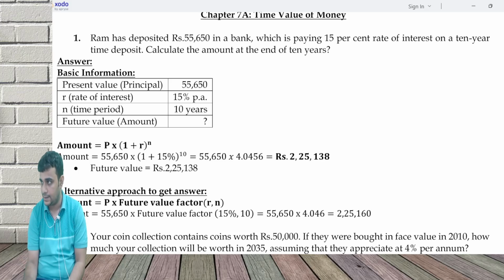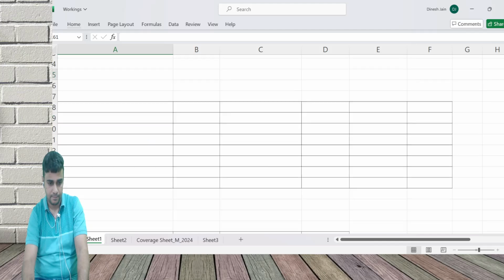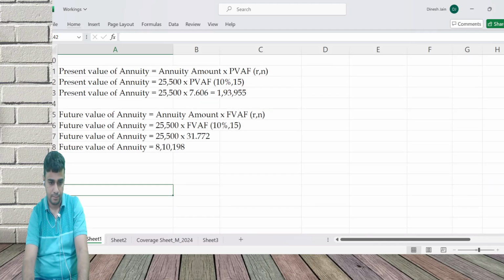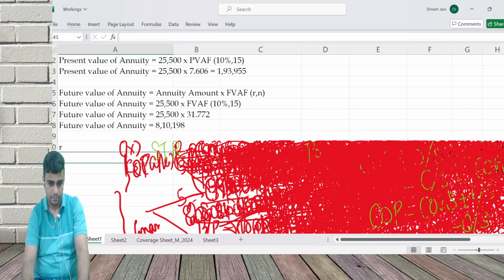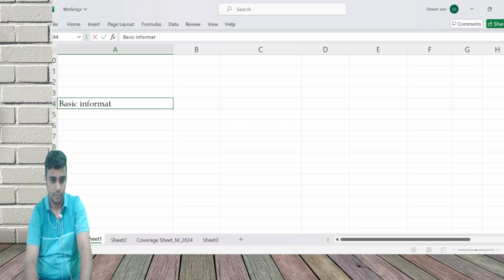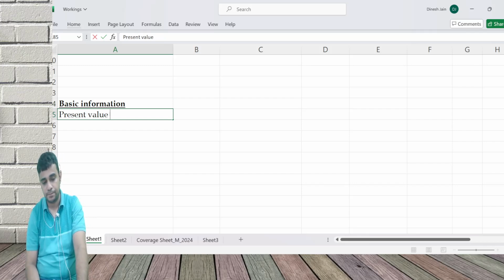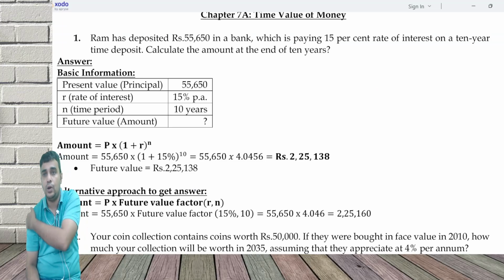Let's start writing it. Basic information. Present value. What are the two time periods the question is talking about? 2010 and 2035. Listen. Again, let's be very clear.